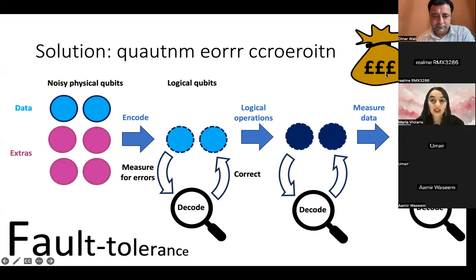But this is a very expensive process, expensive in the sense that we need lots of extra qubits in order to do this. So instead of just needing 2 physical qubits for 2 data qubits, we need loads of physical qubits to do 2 data qubits. So this is going to need some really big quantum computers, which is very challenging to build.